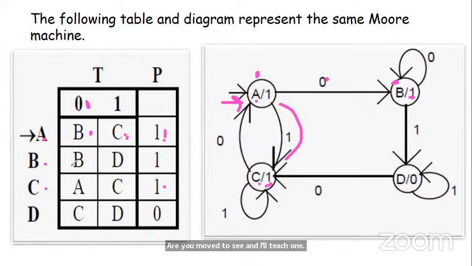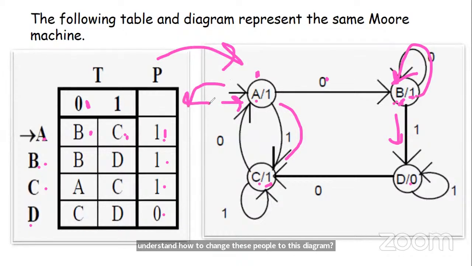Now the next one: you are at B, you receive a 0. You remain at B, and on B you output 1. You are at state B, you receive a 1, you move to D, and you output 0. And it continues like that. So do you understand how to change this table to this diagram and this diagram to this table, vice versa?